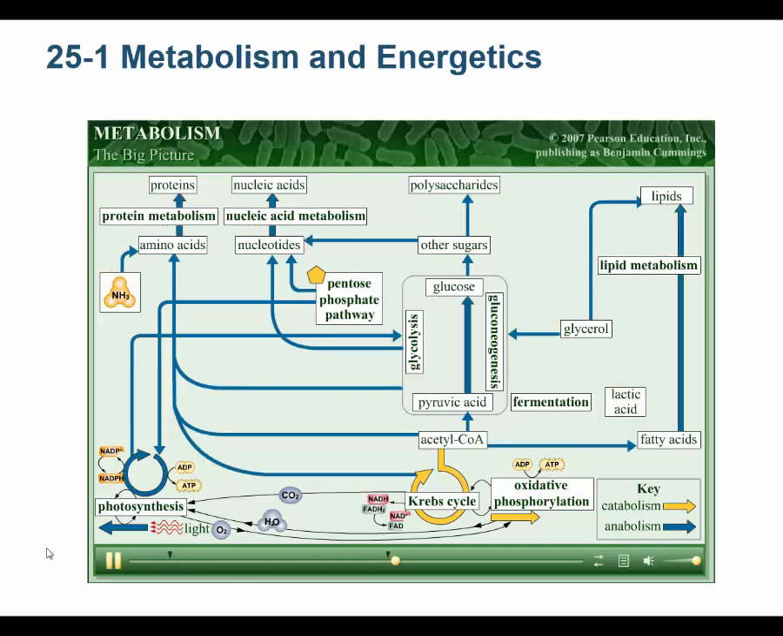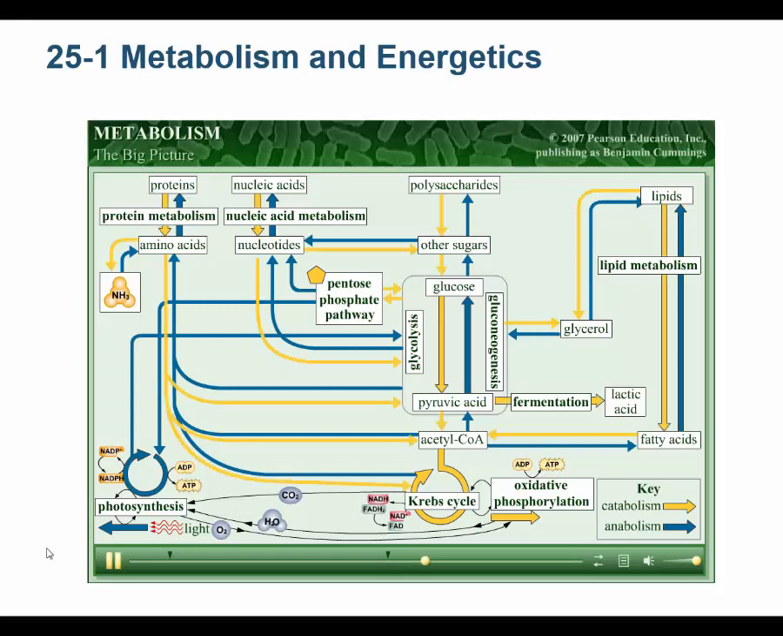Recall that anabolism is synthesis of complex molecules from simple molecules. Essentially, anabolism is the reverse of catabolism. Note that synthesis of proteins, nucleic acids, polysaccharides, and lipids is the reverse of their catabolism. The pentose phosphate pathway uses an intermediate from glycolysis to produce 5 carbon sugars called pentoses. These pentoses are then useful in synthesis of nucleotides.